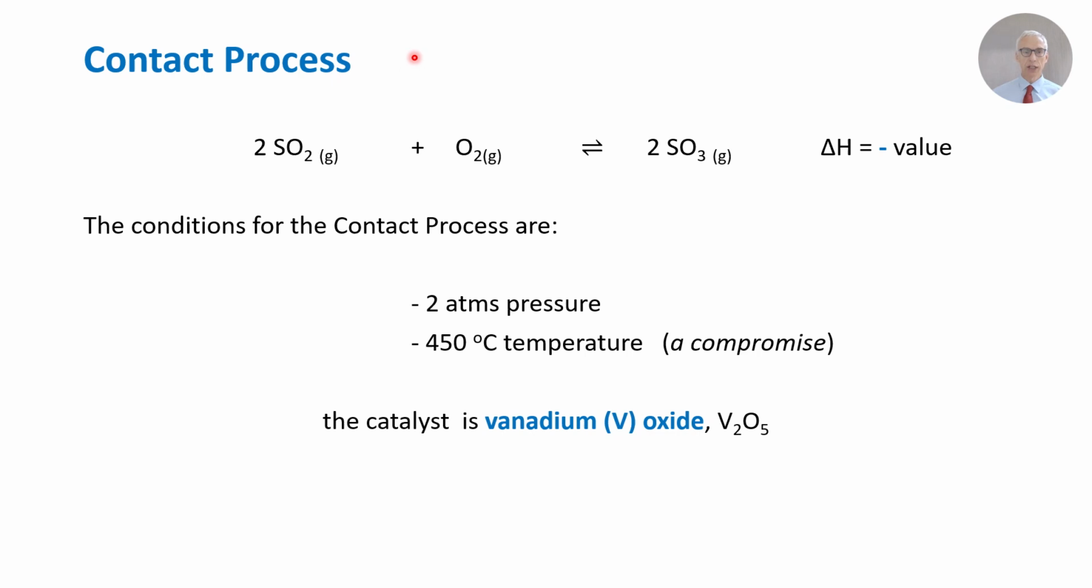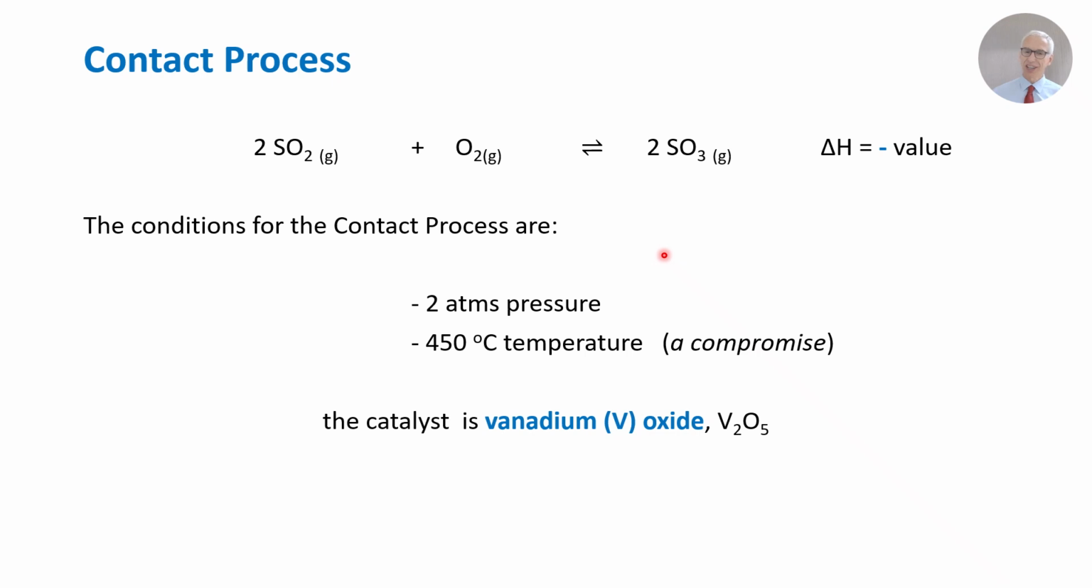The second industrial process, the contact process, is part of the manufacture of sulfuric acid. But the contact process itself refers to this equilibrium, sulfur dioxide and oxygen forming sulfur trioxide. The forward reaction is exothermic.